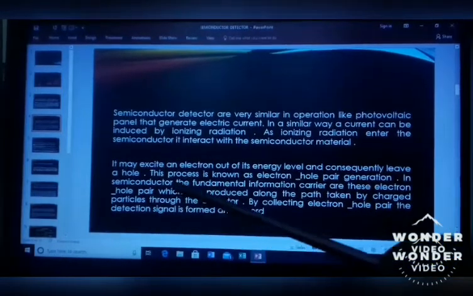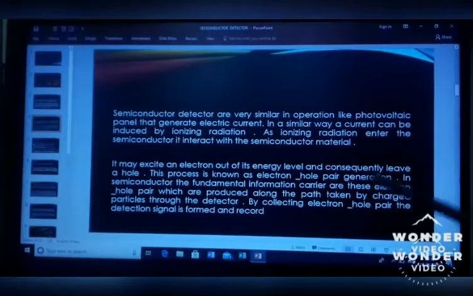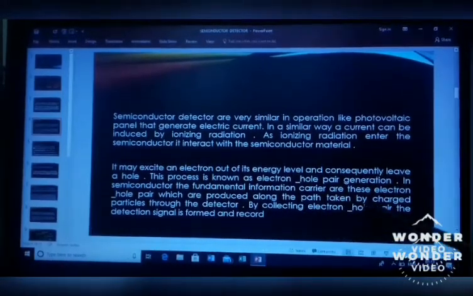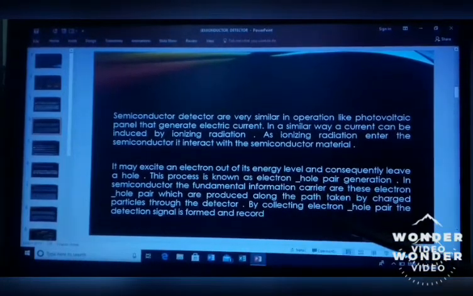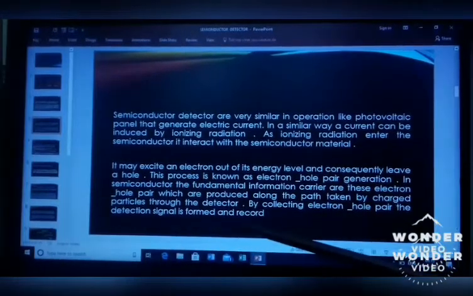In a semiconductor, the fundamental information carriers are these electron-hole pairs, which are produced along the path taken by the charged particle through the detector. By collecting the electron-hole pairs, the detection signal is formed and recorded.